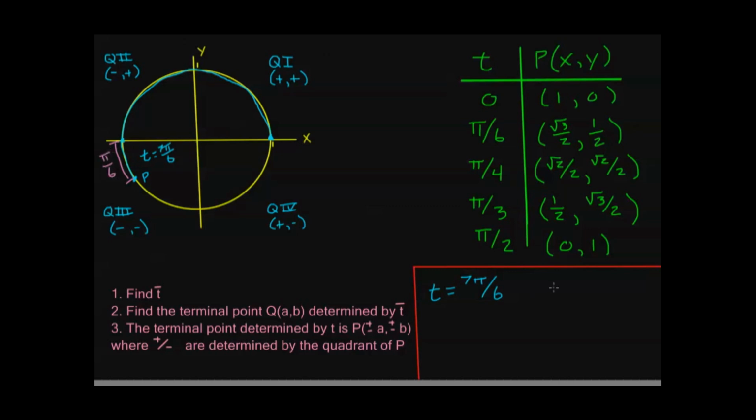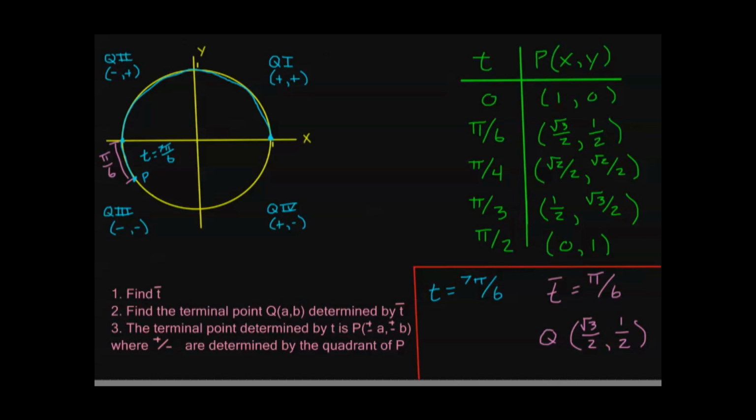So let's document that over here on the right. My t bar is equal to pi over 6. Now, step 2, I want to find the terminal point Q determined by t bar. So looking at my chart above, Q from pi over 6, that's going to be root 3 over 2, 1/2.